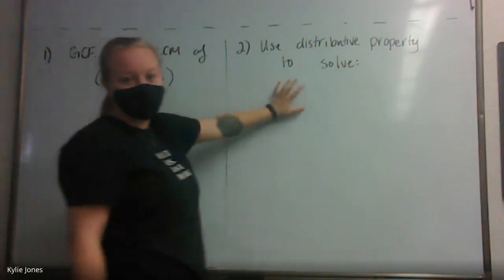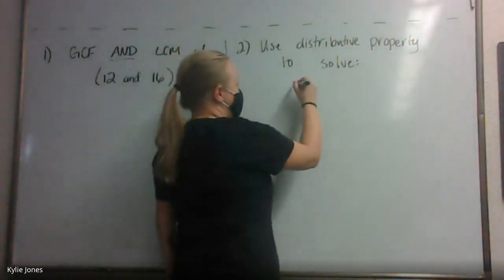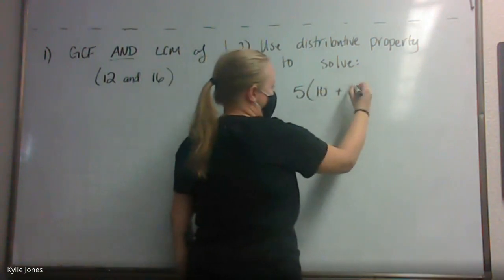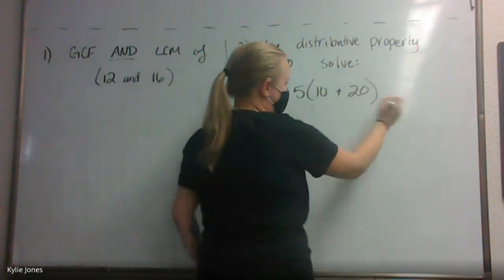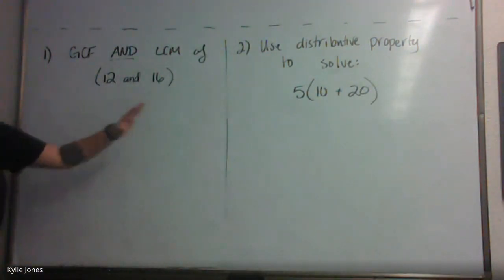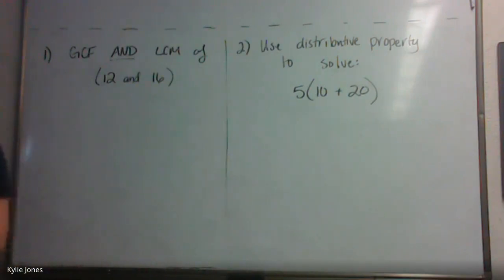And then you're going to use the distributive property, so the multiplication thing. Let's do 5 times 10 plus 20. That sounds like a nice, good number. So you'll do both of these problems. We'll review them, and then we'll do 2 more quizzes.